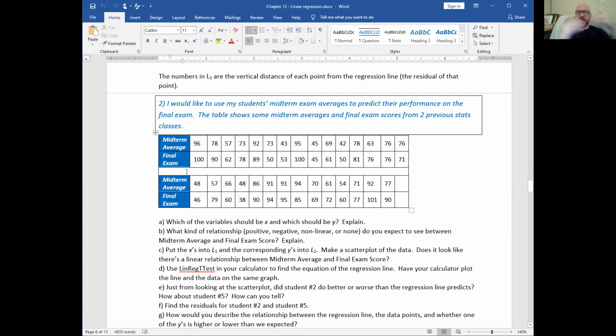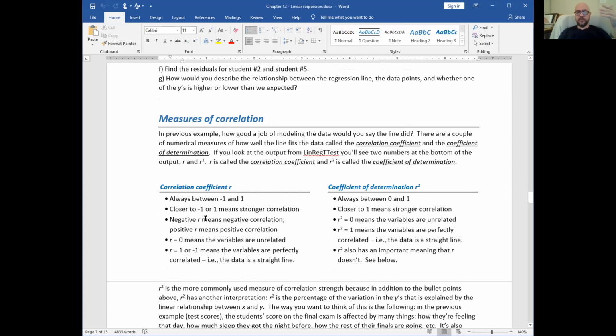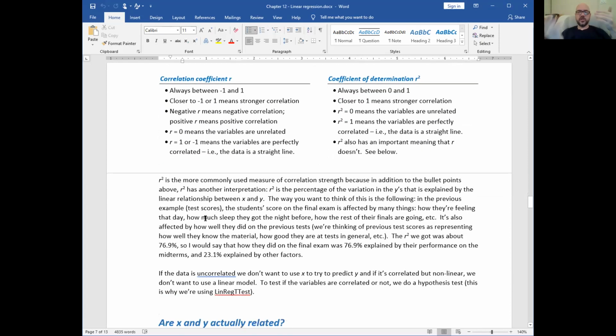And so there are other factors that go into how well someone does in the final, aside from just how well they have done on previous tests. R squared gives you a percentage version of how much of the change is due to the relationship between x and y, so how strongly final exam score is predicted by midterm exam score. And then how much of the variation in the y's is due to other factors that are not considered in the model.